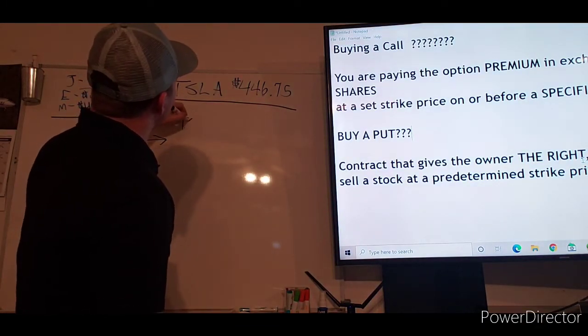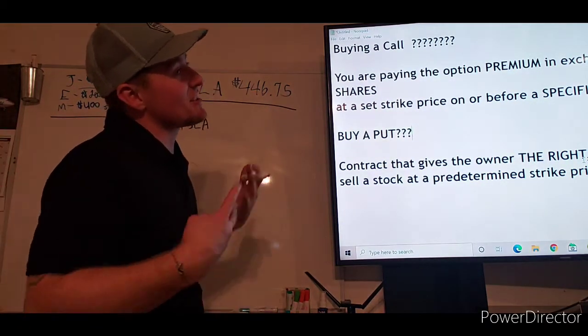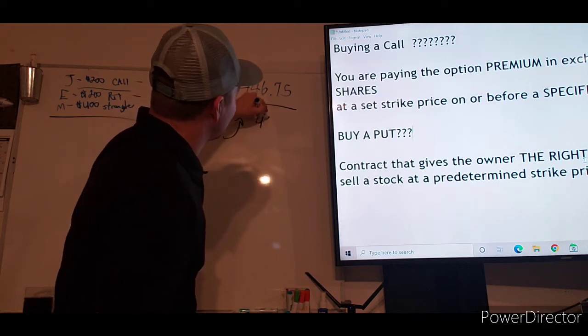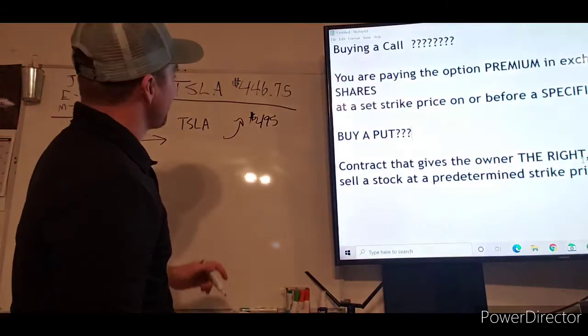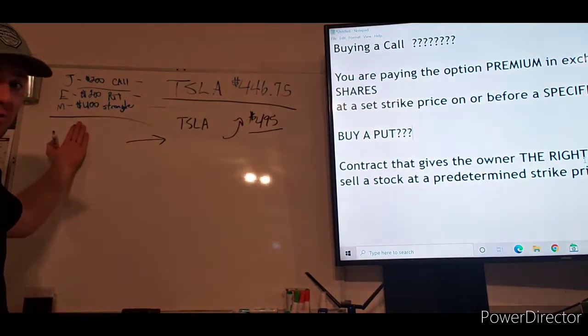And this is not a prediction, but let's just call it what it is. Let's say Tesla says, you know what? We're gonna tag out $4.95. It's been a while since we went on a nice run. $4.95. Who made money in this situation?